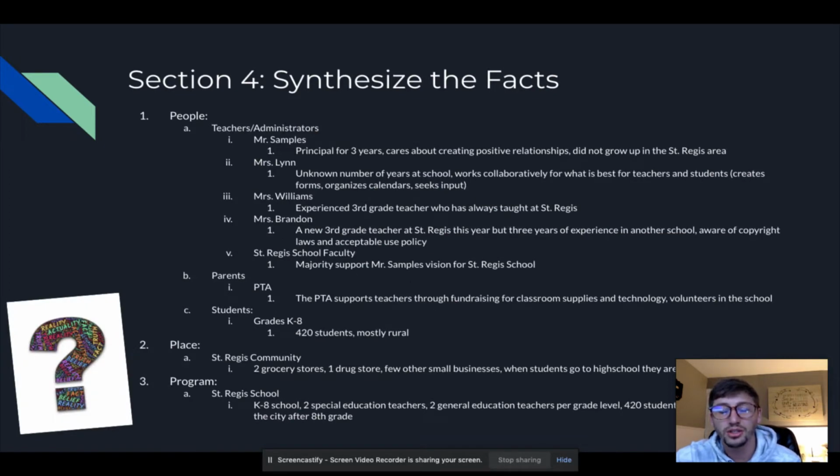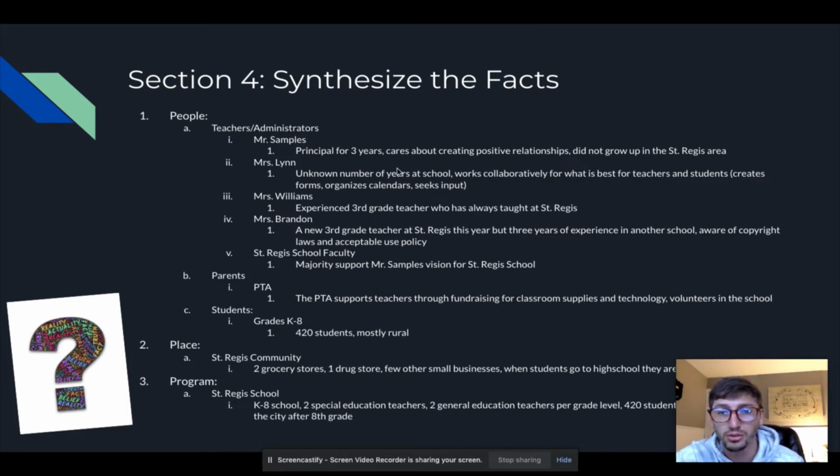Now, let's dive deeper into the facts of this case study. So, who are the people that are involved? And what are their backgrounds or customs? So, Mr. Samples has been a principal at the school for 3 years. He cares about creating positive relationships with his staff, and he did not grow up in the St. Regis area.